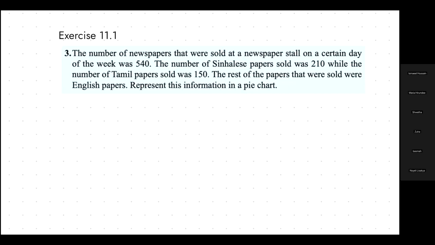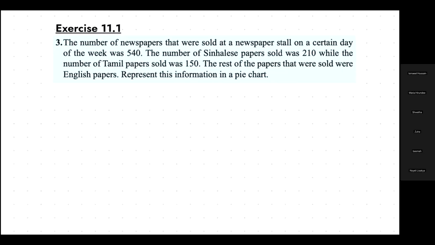So, the main thing when you're drawing a pie chart is figuring out the angle, right? Because once you figure out the angle, it's all about just measuring the angle using a protractor and drawing the lines, right? But before anything else, we have to figure out the angle. That's very, very important. We already know this. We discussed this. Let's find the answer.